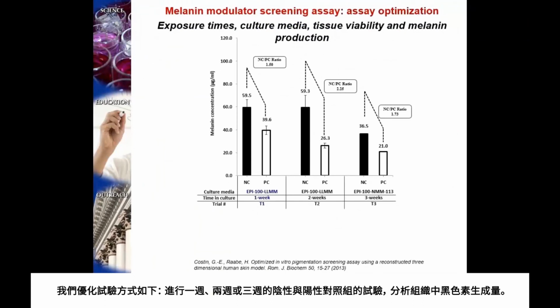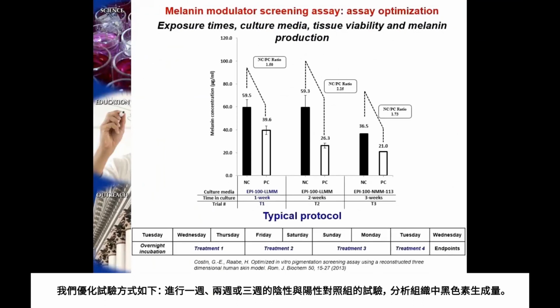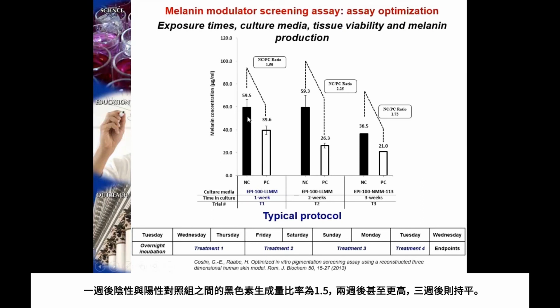This is how we optimize the assay. We performed it for 1 week, 2 weeks, or 3 weeks, and analyzed the production of the melanin in negative control treated tissues and positive control treated tissues. We noticed a difference after 1 week with a ratio between the negative and positive control of 1.5, which was even higher after 2 weeks, and about the same after 3 weeks.